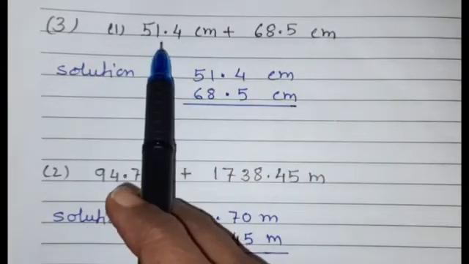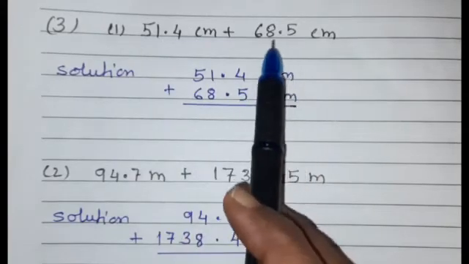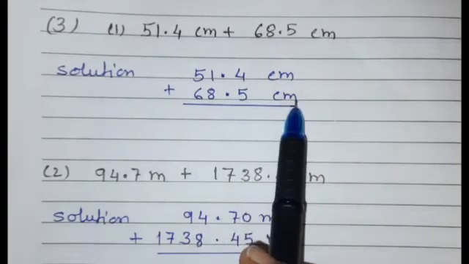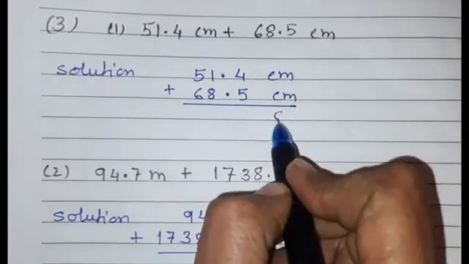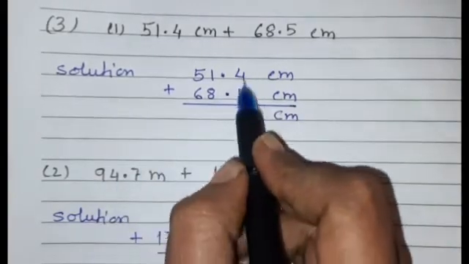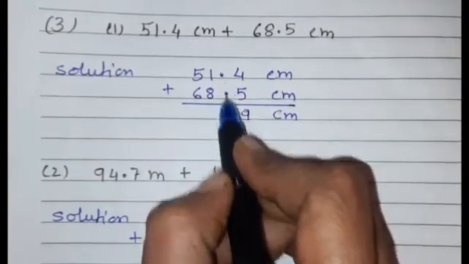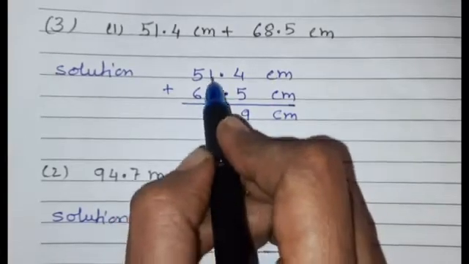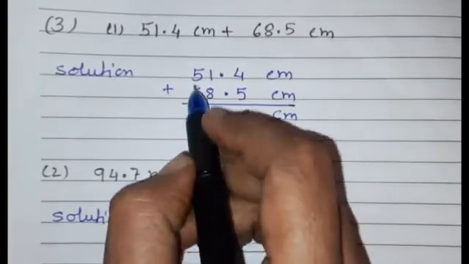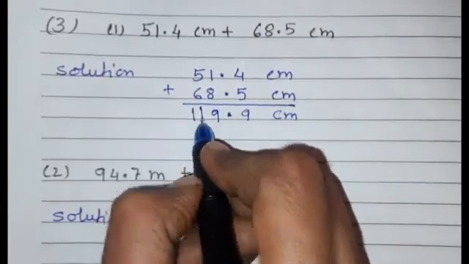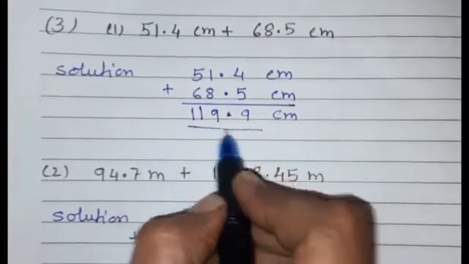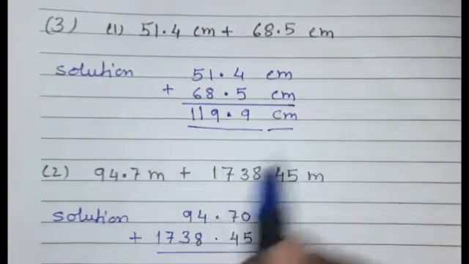Third one, 51.4 centimeter plus 68.5 centimeter. In solution, first write 51.4 centimeter plus 68.5 centimeter. So here write centimeter as it is. Now 4 plus 5 is 9. Now write point. 8 plus 1 is 9. 5 plus 6 is 11. So answer is 119.9 centimeter.